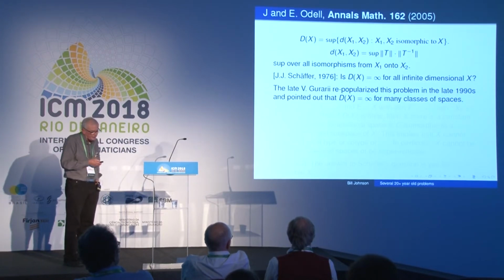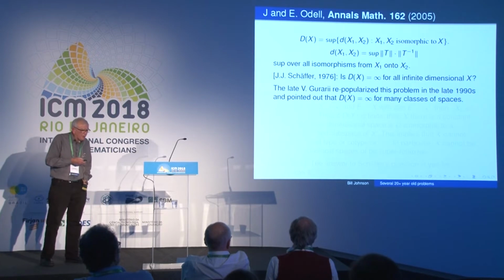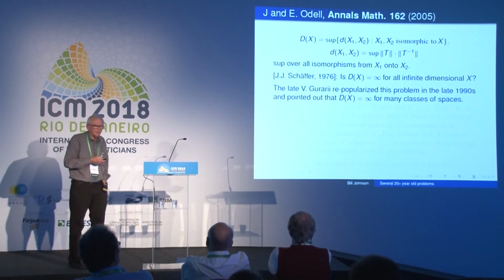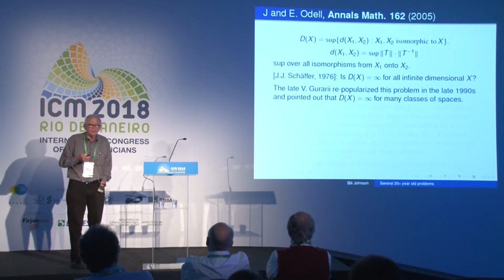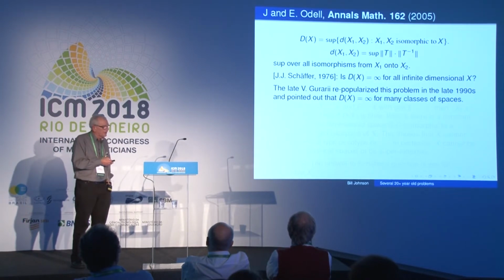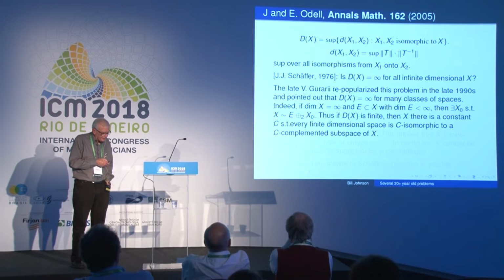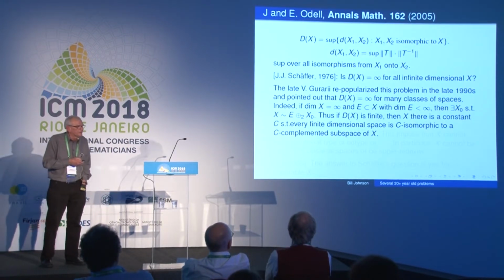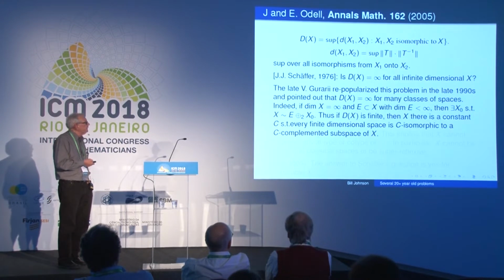Nothing was done on this after he wrote his book, and then Vladimir Gurariy, the late Vladimir Gurariy, repopularized this in the late 1990s. And he pointed out that for most of the common Banach spaces and classes of Banach spaces, the diameter of its isomorphism class indeed is infinity. And we put a small argument, Ted and I, into the introduction of our paper that explained this phenomenon.